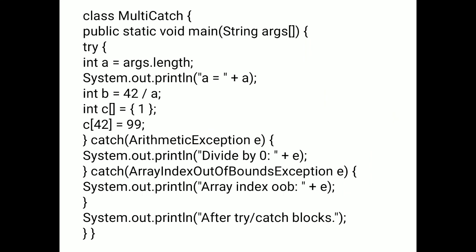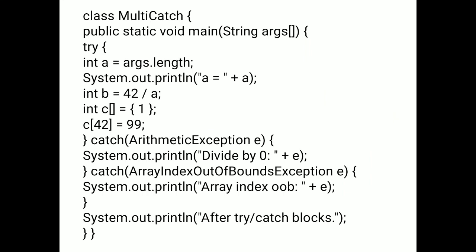Now when you are running this program, that is java MultiCatch, and you are not passing any command line argument, then the value of a will be 0. Why? Because int a is equal to args.length, the number of arguments. When the value of a is 0, we will get the divide by 0 condition. For that reason the first catch block will be used. When the value of a is other than 0, then we will get array index out of bound.